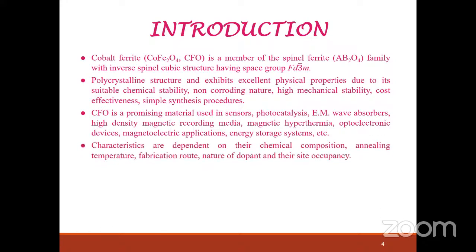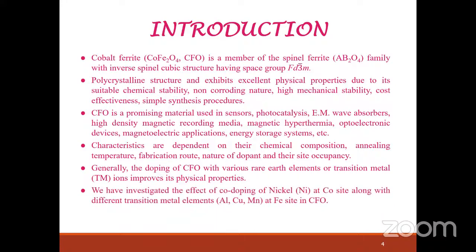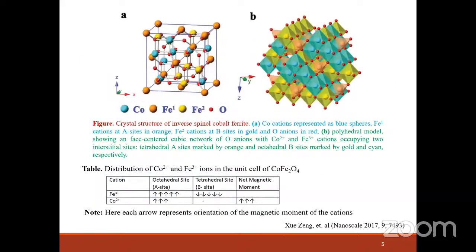The properties of nanoparticles are dependent on the chemical composition, annealing temperature, fabrication route, and the types and nature of dopants that are put into the sample to alter their properties. Generally, the doping of cobalt ferrite with various rare earth elements or transition metal elements is observed to improve its physical properties. In that regard, we have investigated the effect of co-doping of nickel at the cobalt site, along with different transition metal elements, aluminium, copper, and manganese at the iron site. We doped nickel at the cobalt site in order to enhance its supercapacitive properties, and the aluminium and other elements are doped at the iron site simultaneously in order to increase the electrical conductivity, which is our desirable goal.